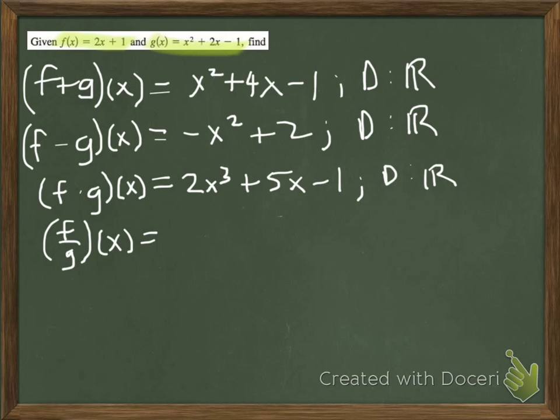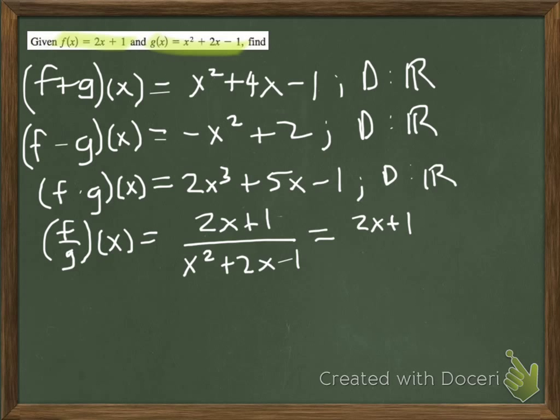And the last one, we're doing f divided by g of x, which is 2x plus 1 over x squared plus 2x minus 1. We can try and factor the denominator. Let's see, that'll come out to x, and no, I'm sorry, that does not factor.